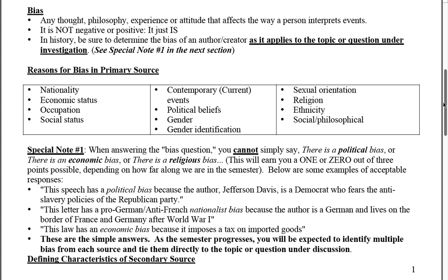What that means is social bias is generally how you relate to other people. Are you part of an organization such as a sorority or a fraternity or a club? You obviously have similar interests if you're in that club or some sort of society.